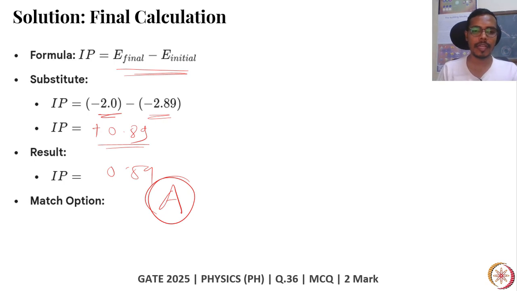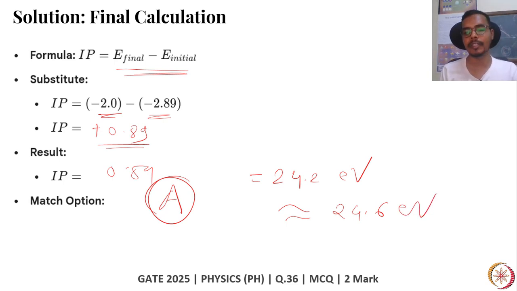Note that the value of 0.89 atomic units corresponds to about 24.2 electron volt, which is very close to the experimental ionization energy of helium, which is 24.6 electron volt. So that confirms our method is correct.